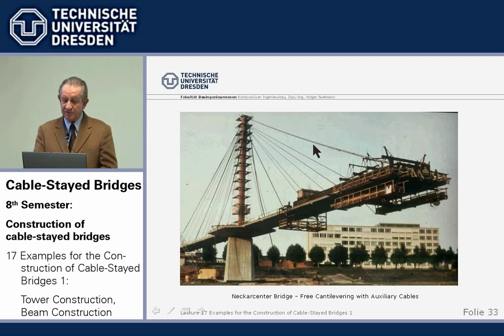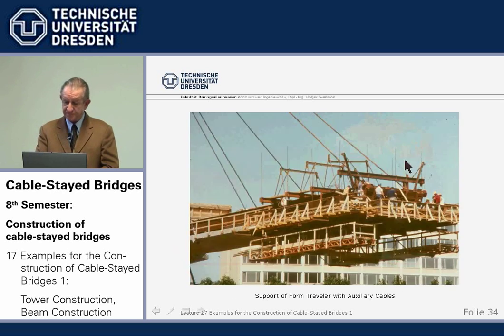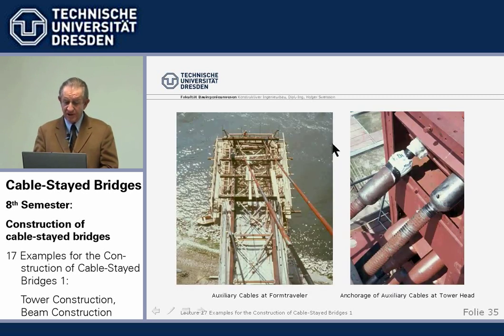There we have an auxiliary cable to support the formwork traveler during construction. We see here, these are the final cables, and this is the cable which supports the traveler there. Looking on it from the tower head, we see here these temporary support cables supporting the tip of the form for the new piece of concrete anchored in the tower.